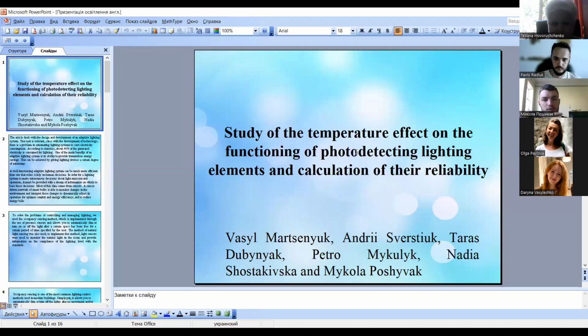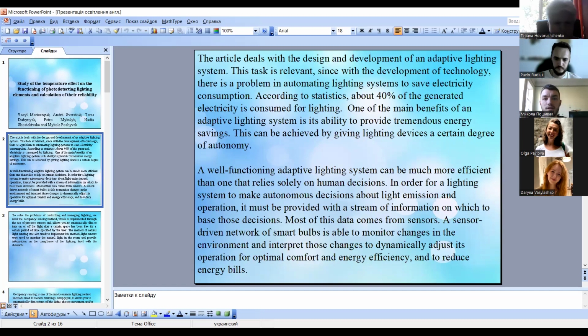Dear participants of the conference, we present to your attention the abstract of the report, the purpose of which was to study the effect of temperature on the function of photodetector lighting filaments and to calculate their reliability. The article deals with the design and development of an adaptive lighting system. This task is relevant since with the development of technology, there is a problem in automating lighting systems to save electricity consumption. According to statistics, about 40% of the generated electricity is consumed for lighting.